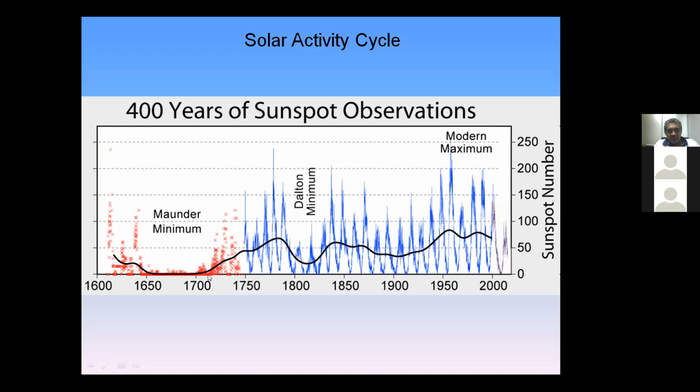So this is a period of 50 years called the Maunder minimum. The activity of the sun is very low. Here again another minimum occurred, that is called the Dalton minimum. So after that we don't see such a drop, and we see the highest activity period in the 1950s. That is the highest period recorded recently.